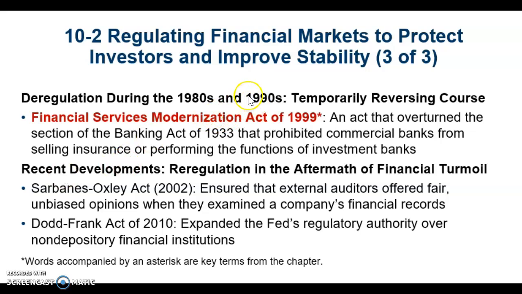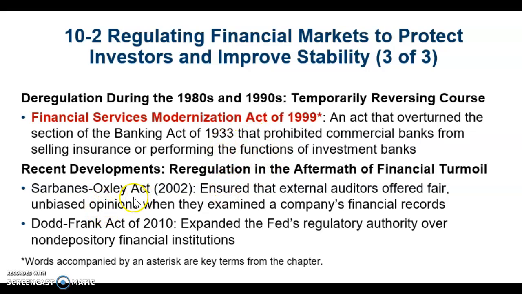During the 1980s and 1990s, there was some deregulation, and it temporarily reversed the course that financial markets were on. The Financial Services Modernization Act of 1999 overturned the section of the Banking Act of 1933 that prohibited commercial banks from selling insurance or performing the functions of investment banks. So a little bit of deregulation there.